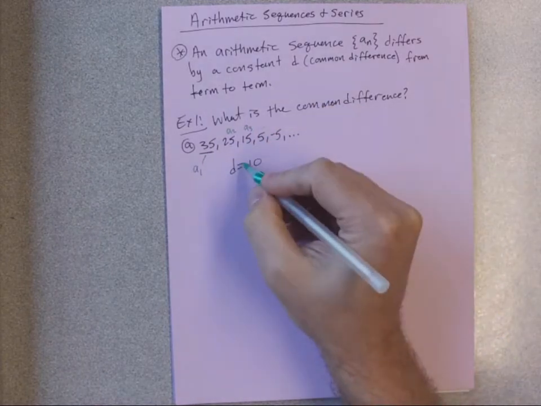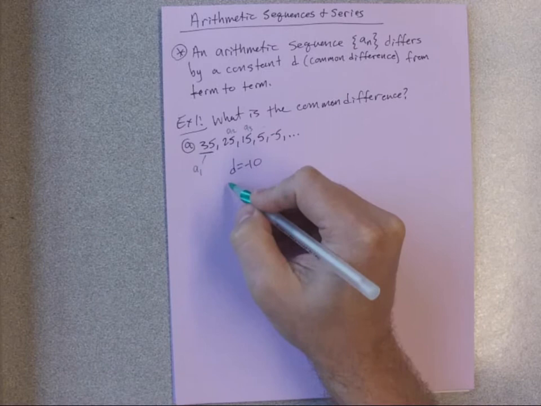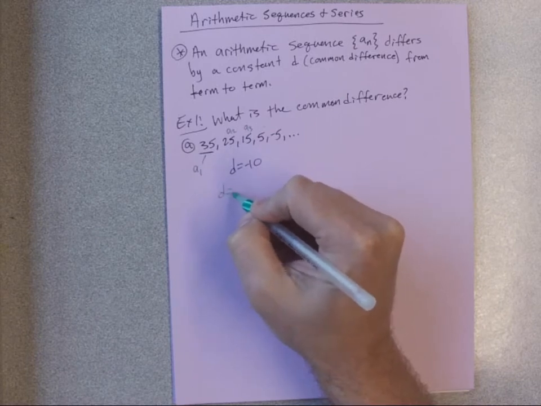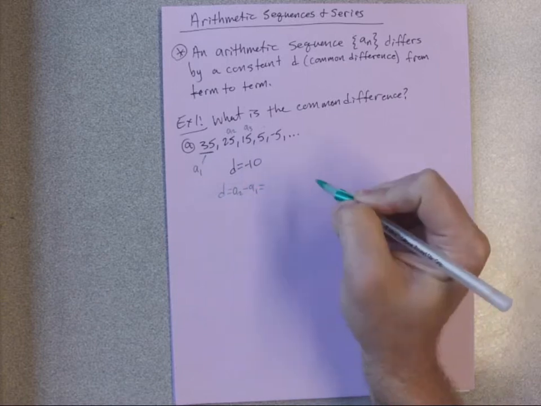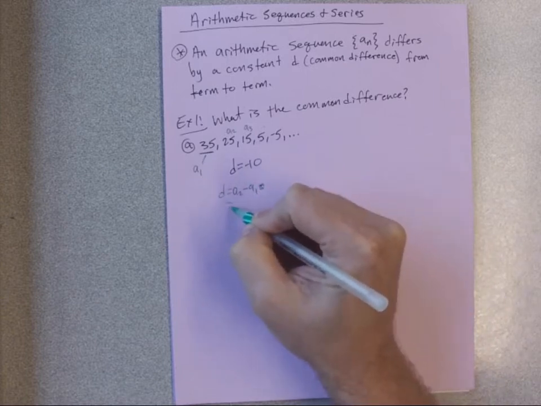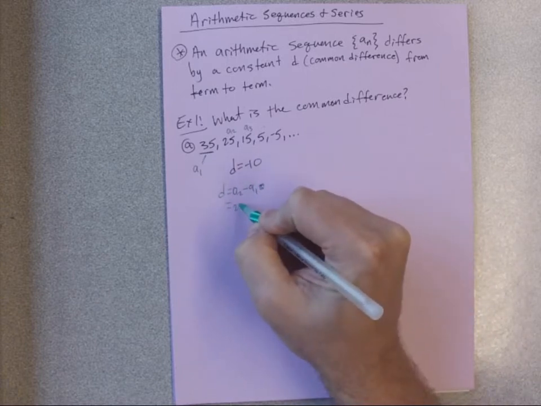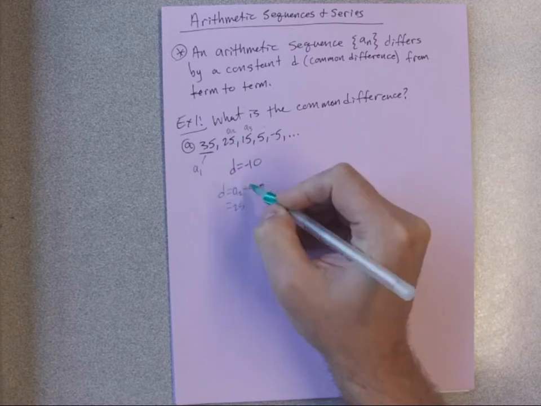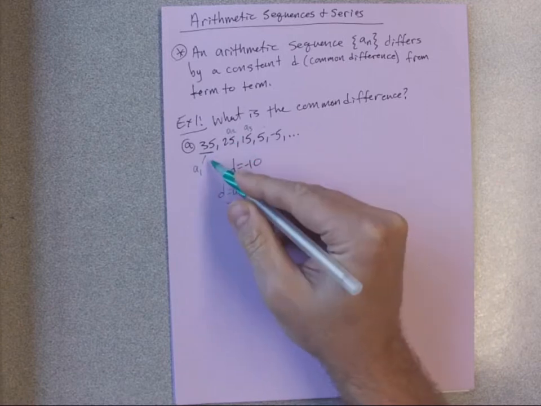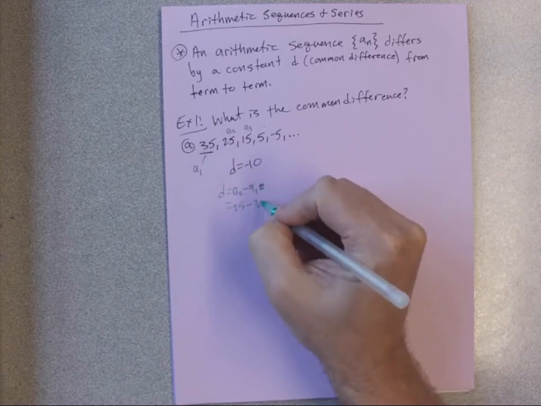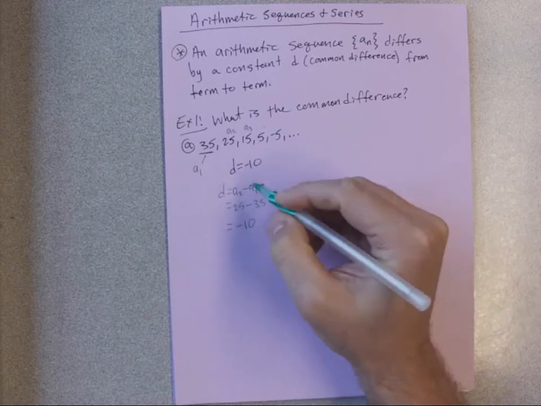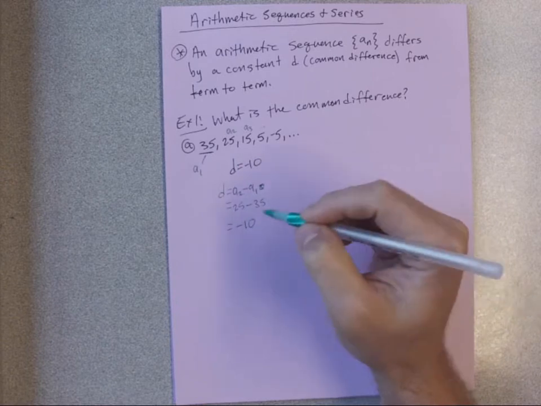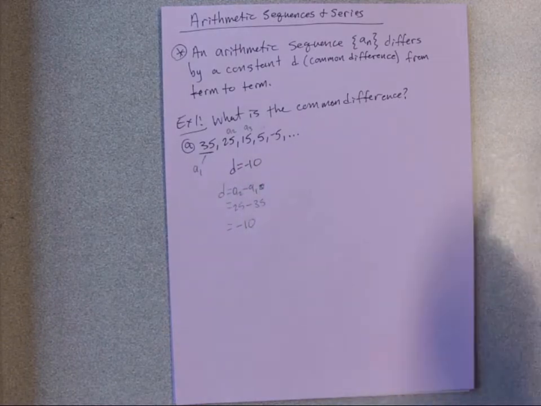So an easy way to check your D is you can do D is equal to A2 minus A1, which is, let's go down, A2 is 25, I just wrote it right there, and then minus A1, which is 35. Simplifying that gives you -10. So D is -10 there. And that's how most of these will work when you're trying to solve these.